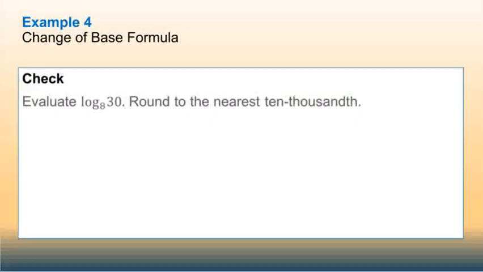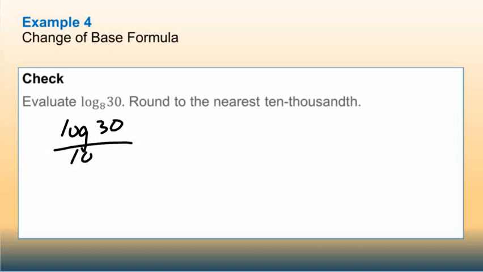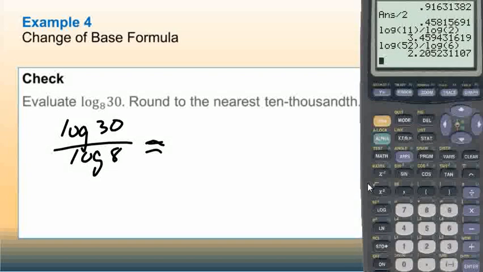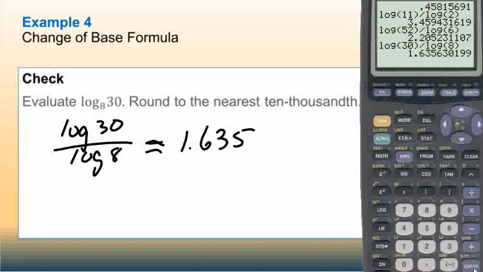Next, evaluate this logarithm using the change of base formula. So this would be log of 30 divided by the log of 8. Grab our calculators. We have log of 30 in parentheses divided by the log of 8. And we get 1.6356.